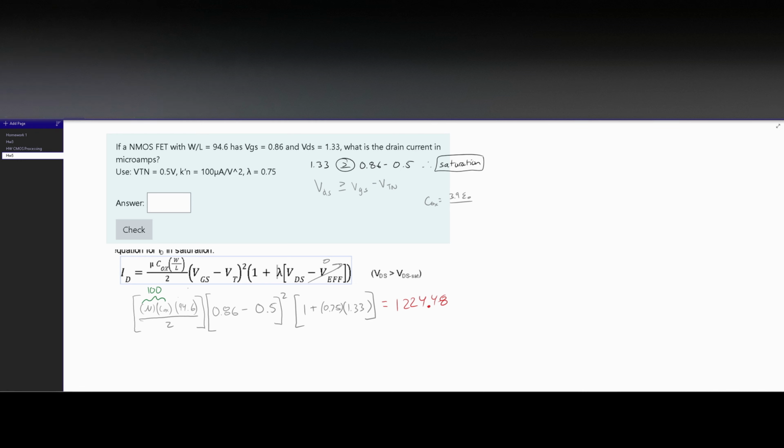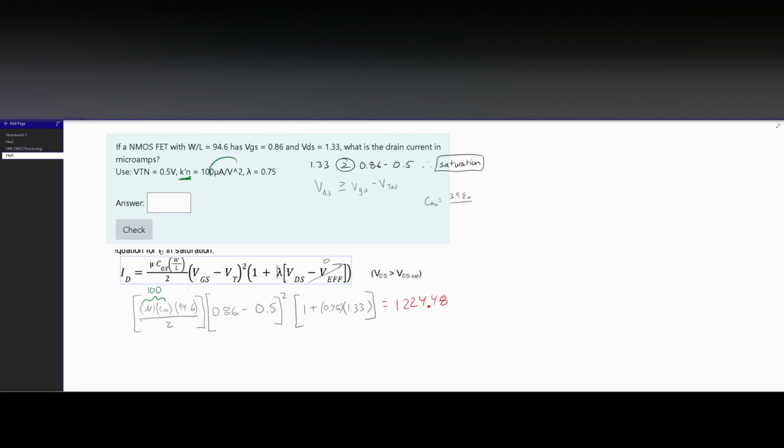Now for this problem, you can see over here I started looking at the COX, but we don't need to do that because we are given this K prime N. This K prime N can substitute for this right here. We don't need to solve for this because we have this. So we can just substitute that in, and that's what I've done right here, this 100.